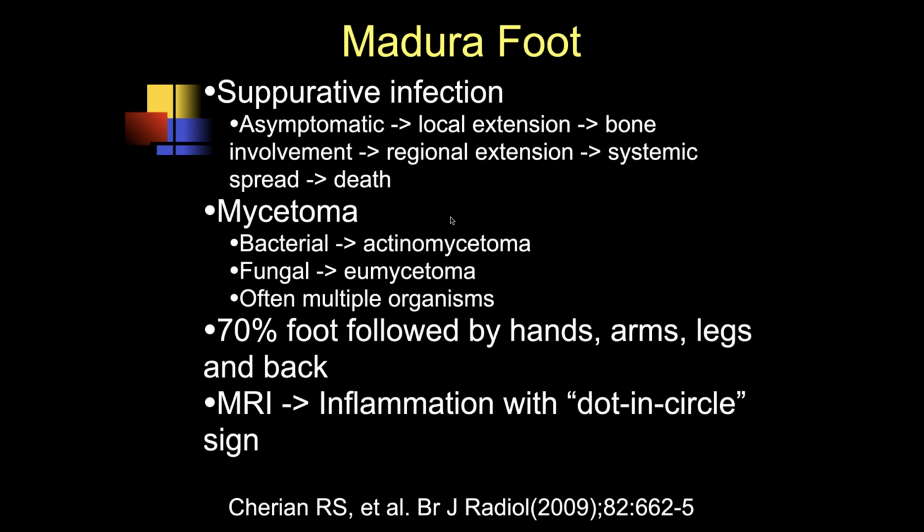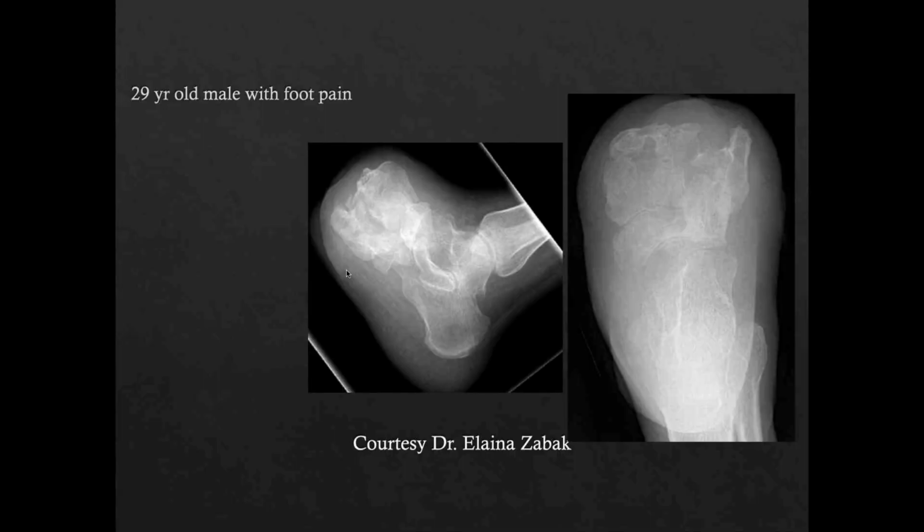It's a very ugly entity if you look at it clinically. Yeah. Worse than on MRI. You can get it from actinomycosis. It's a chronic, slowly progressing infection, but most of the time it's going to be fungal. But often it's superinfected by other organisms as well. But it's primarily either actinomycosis or fungal. And this dot and circle sign is pretty specific for Madura foot.